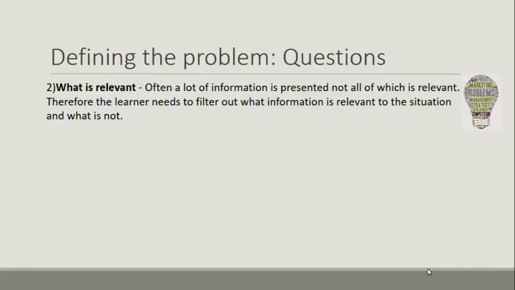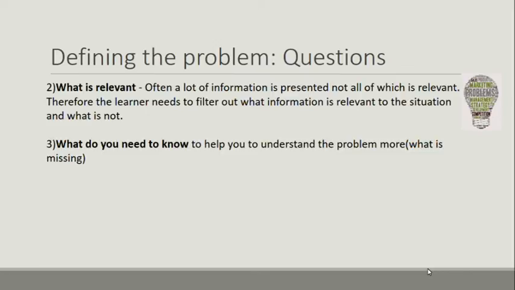You might also ask the learner to try to understand what is relevant. As often, there's a lot of information presented and not all of this is relevant. Therefore, the learner needs to filter out what information is relevant to their situation and what is not.